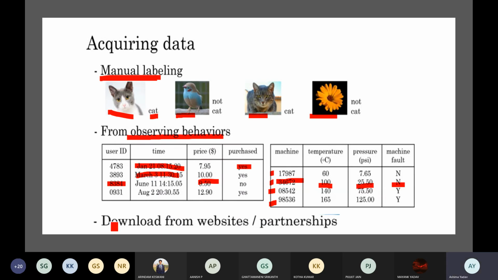The third very important data source, which most people use, is to download from websites. When you talk about downloading the data set from a website, in the first case, you can download the data from the website. So we can download many cat images from the website. So what is the difference between the first one and this one?